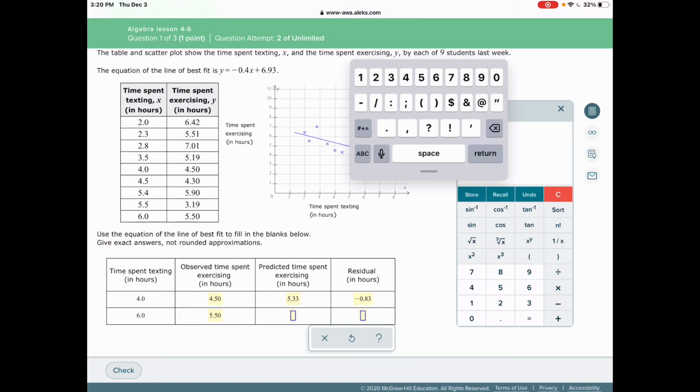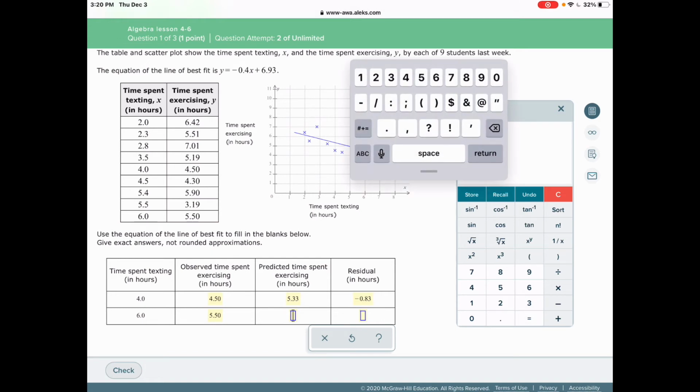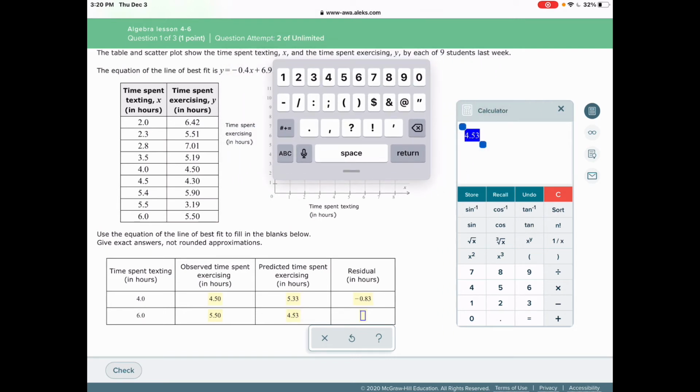So let's calculate the predicted time exercising for a student that texts 6 hours. So we need to get the calculator, and we're going to go negative 0.4 times 6 hours. This time, that's our x, plus 6.93. Don't forget we're using the equation from above. And we hit enter, and we get 4.53. Notice it's positive because that's what it is. I'm not calculating the residual yet.